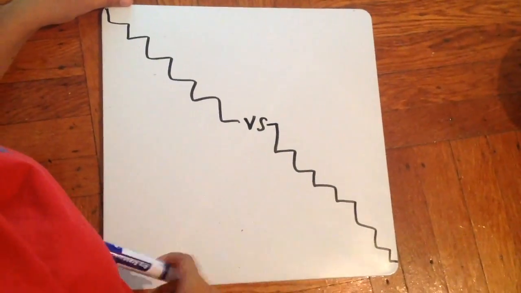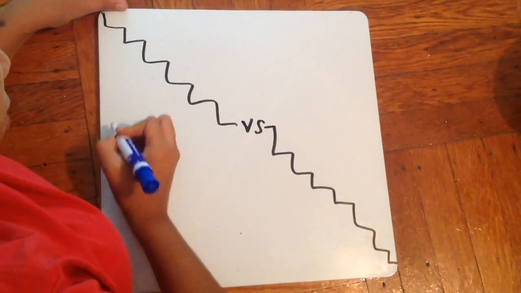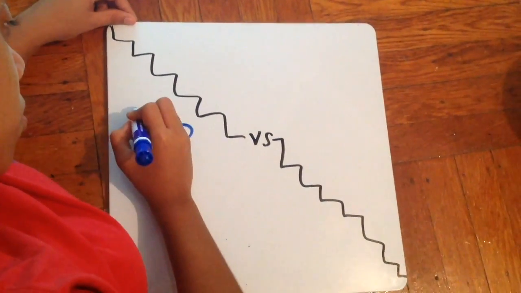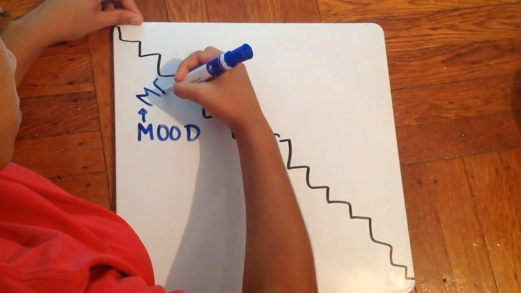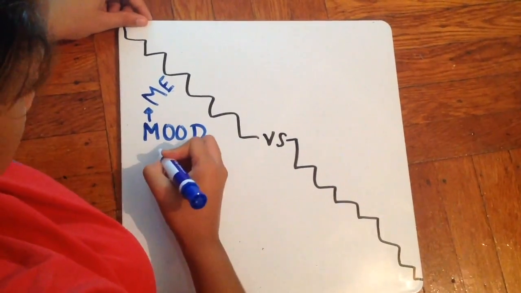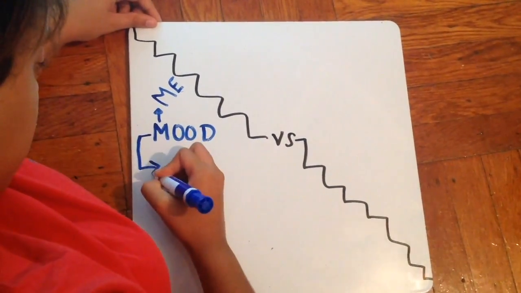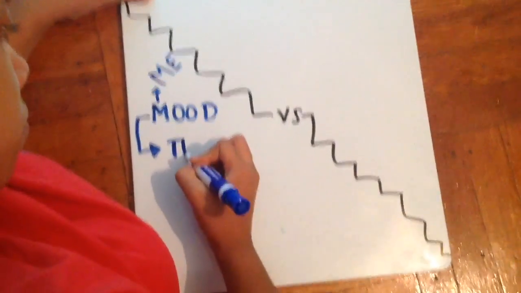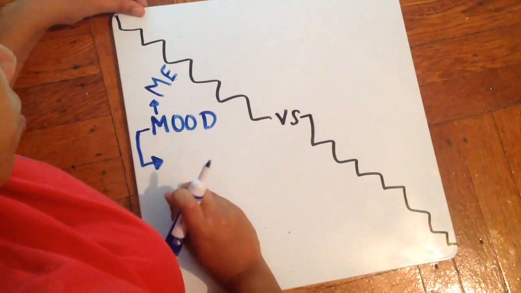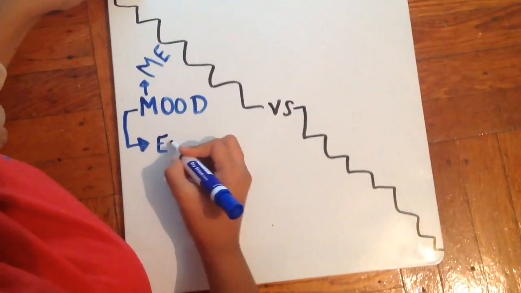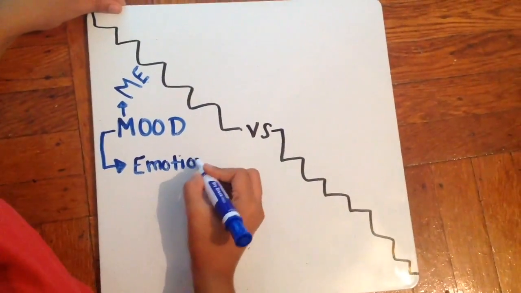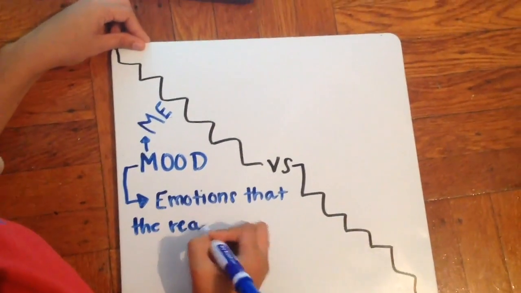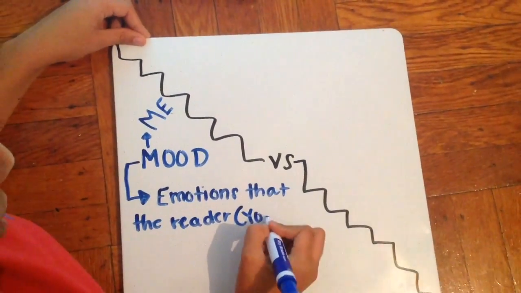Okay, we're almost done here. So this is the conclusion that will ultimately give us a recap of everything we've learned in this video so far. Let's start with mood. We learned that mood can be described as emotions that the reader, you, feels after reading a specific text.